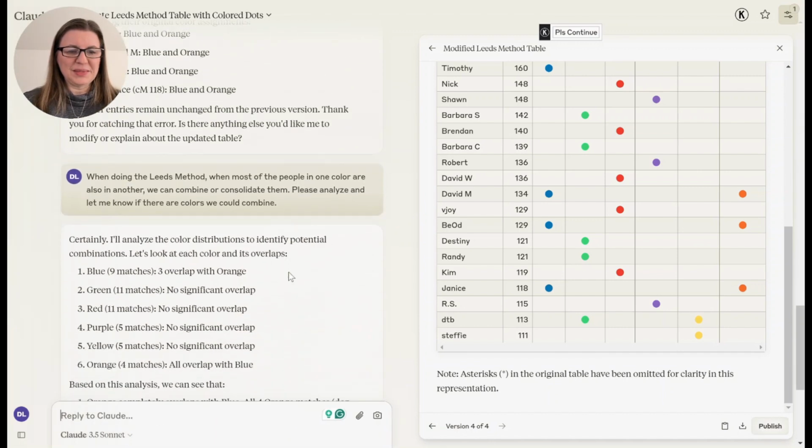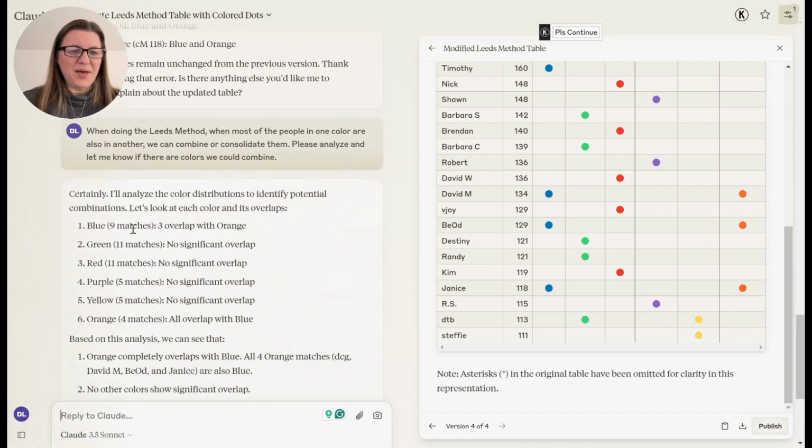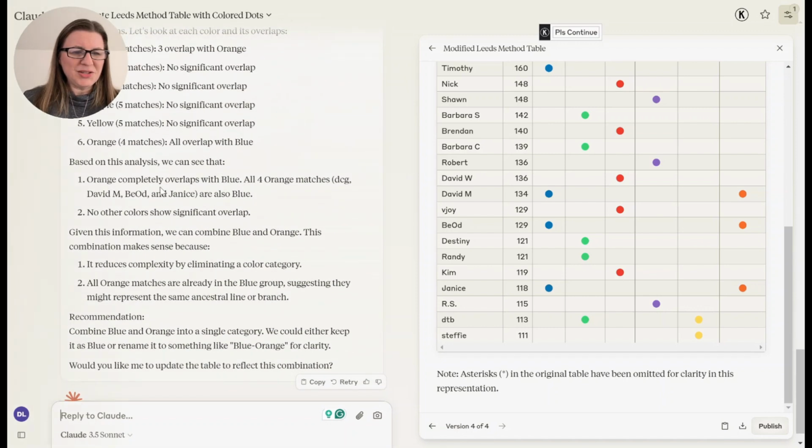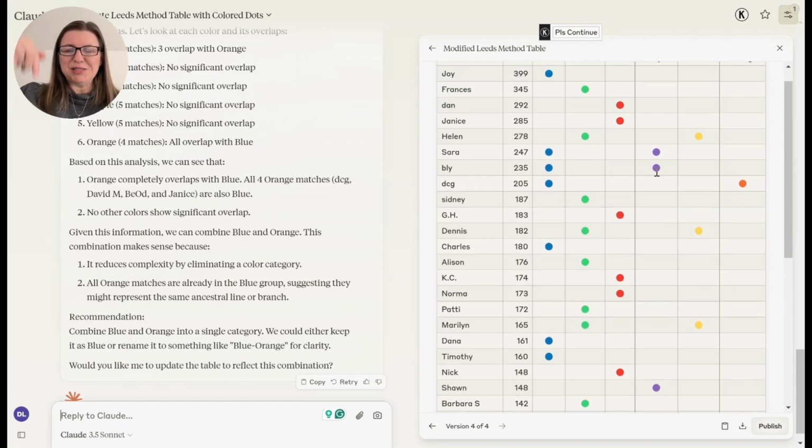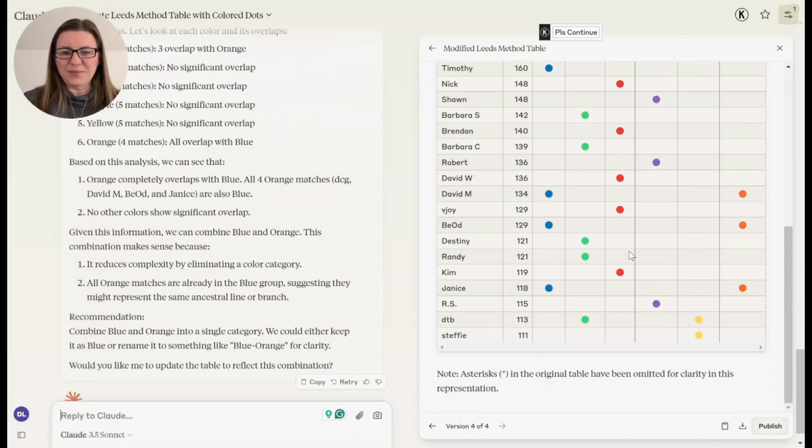Scrolling to the bottom, it says blue has overlap with orange and orange has overlap with blue. Based on this analysis, orange completely overlaps with blue. All 4 orange matches are blue. 1, 2, 3. That is correct, because again, there was a chart down below, so we definitely want to combine them. And then no other color shows significant overlap. It did not do a good job.